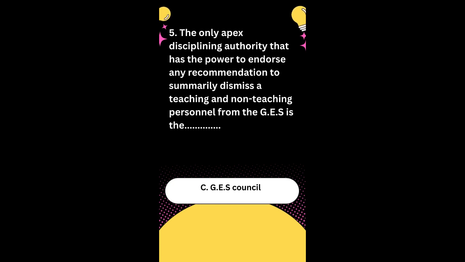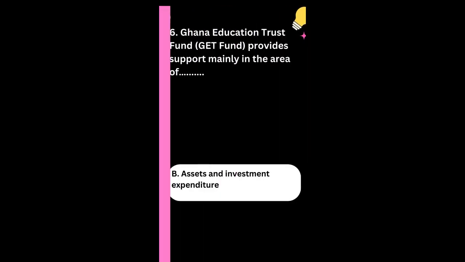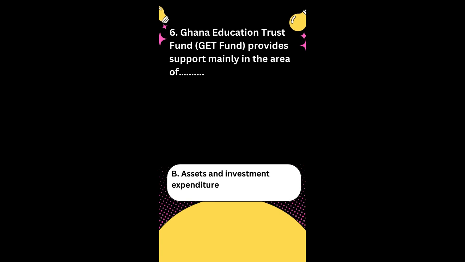The GES Council. 6. Ghana Education Trust Fund, GET Fund, provides support mainly in the area of A. Administration expenses. B. Assets and investment expenditure. C. Compensation of employees. D. Goods and service. The correct answer is B. Assets and investment expenditure.